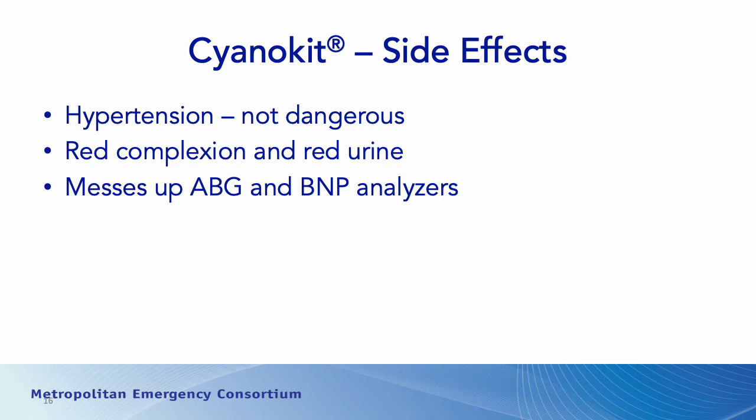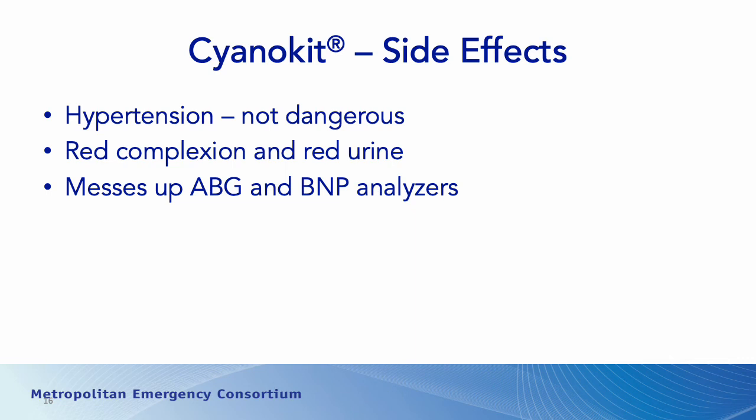The other thing you'll notice is patients will get this really red complexion. And that's because you're giving them 5 grams of this red stuff. And it's going to change their complexion. Once the Foley catheter gets placed, assuming they need one, or the next time they urinate, the urine's going to be red. It's going to stay red for a while.